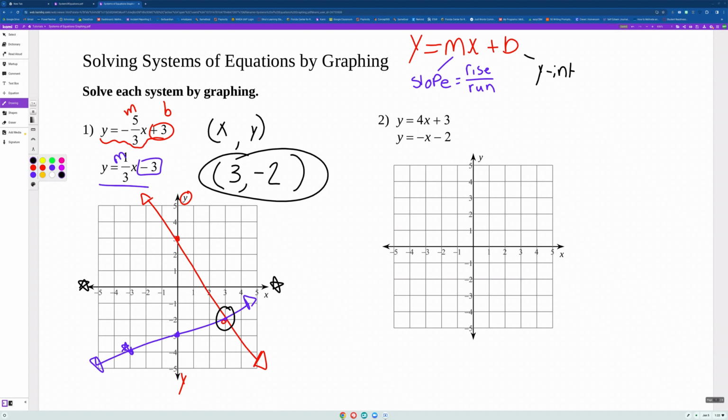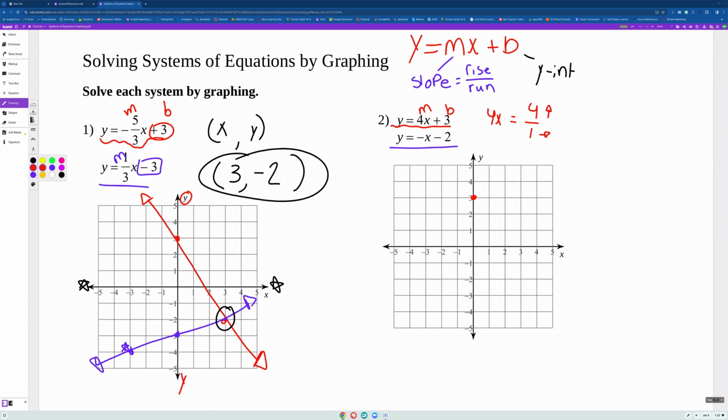Moving on to the next one, I have y equals 4x plus 3. That's going to be my red equation. And then I have y equals negative x minus 2. That one's going to be my blue one. So again, just keeping in mind mx plus b, where m is your slope and b is your y-intercept. So I'm going to go ahead and plot the very first y-intercept, which is positive 3. And then from here, I'm going to do my slope. Now 4x is my slope, but 4 really is just 4 over 1. So I'm going up 4 and then over to the right 1 because it's a positive.